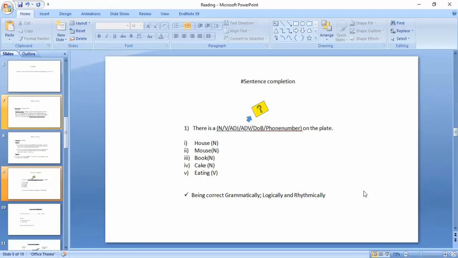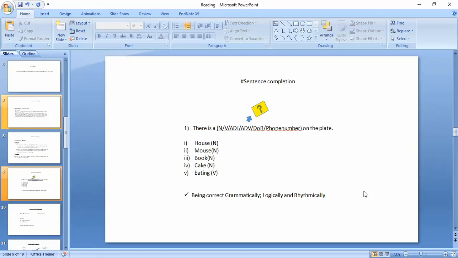But now we come to our second strategy, that is being logically correct. So when it comes to logic, you can see that something on the plate could only be some sort of food. It could not be a book or a mouse or a house. That leaves us with an option of what? A cake. That is what it means. It is called being logically right. Because logically, only a cake can sit on the plate and not a book or a house or a mouse.